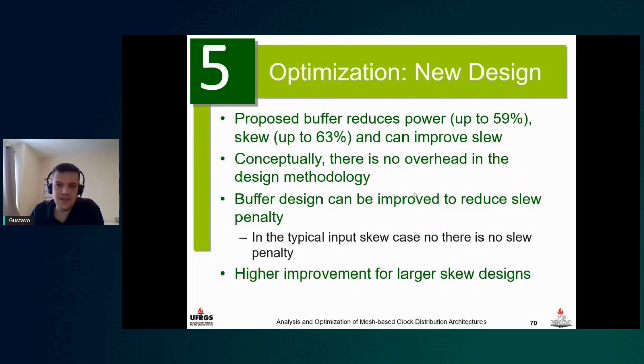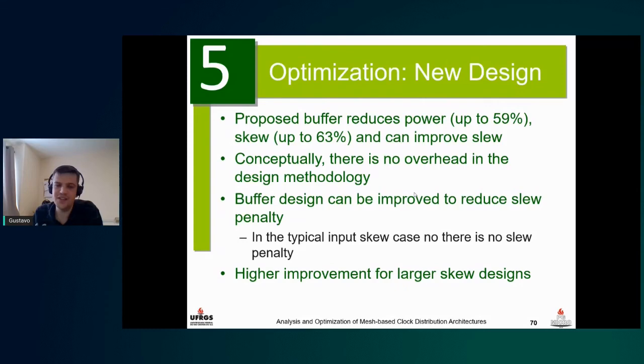So this is the summary of the contribution. The new buffer design can reduce the power by up to 59% and skew by up to 63%. It also improves clock slew. So conceptually, there is no overhead in the methodology.